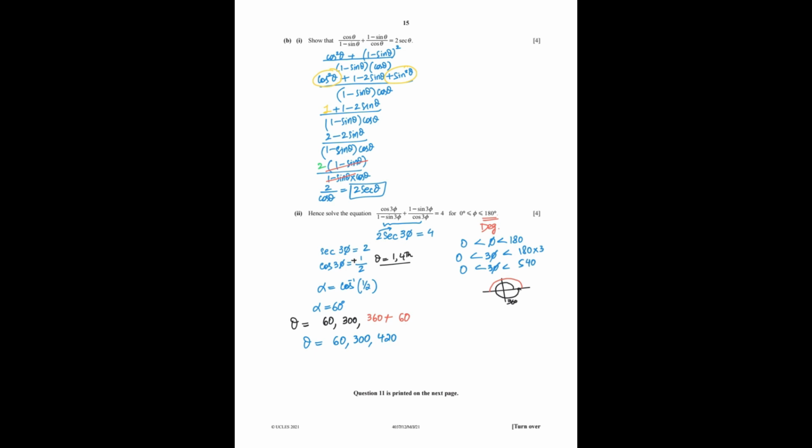Alright, for our case theta is basically equal to 3 psi, and now we need to apply the value and find out the value of psi here. So to find the value of psi, we need to divide all three angles here by 3.